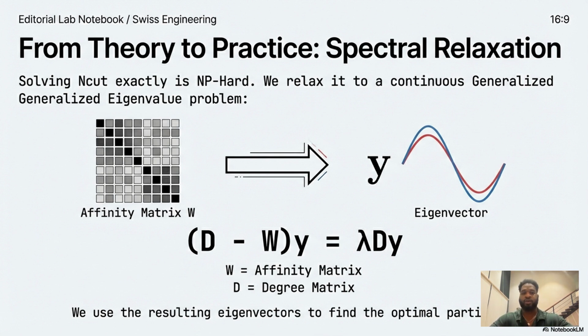Then we solve the equation (D minus W) times y equals lambda times D times y, and the second eigenvector of this system gives us a soft assignment of pixels to groups, and we threshold that eigenvector to get our final segmentation. This is what makes normalized cut practical and computable on real images.